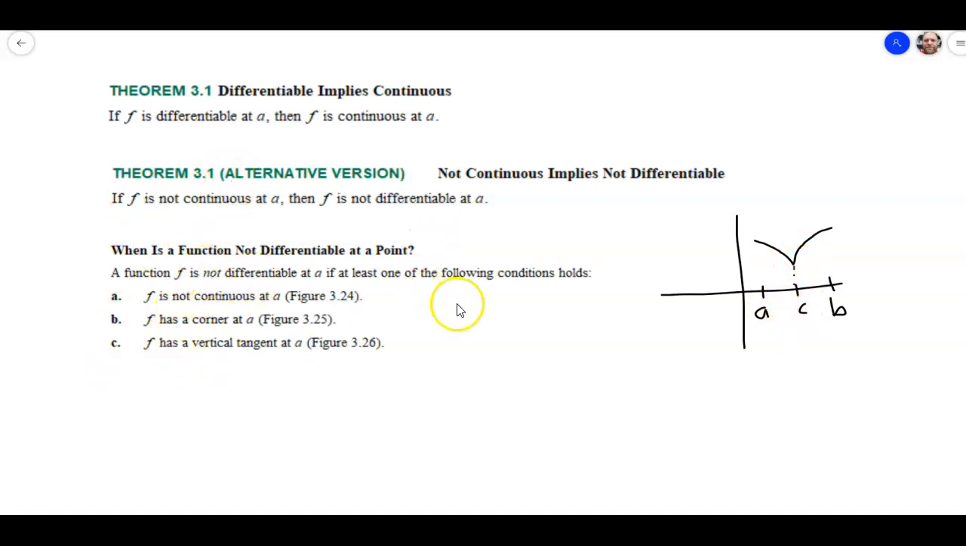That's that. And then when is a function not differentiable at a point? A function is not differentiable at a point if at least one of the following conditions holds. It's not continuous, which we just kind of showed. It has a corner like this, right? Or it has a vertical tangent at that point. So if it has a vertical tangent line, if we remember about tangent lines, we know that the function never actually touches a vertical tangent line. So it can't be continuous or differentiable at that point. All right, let's go ahead and take a look at another example here.